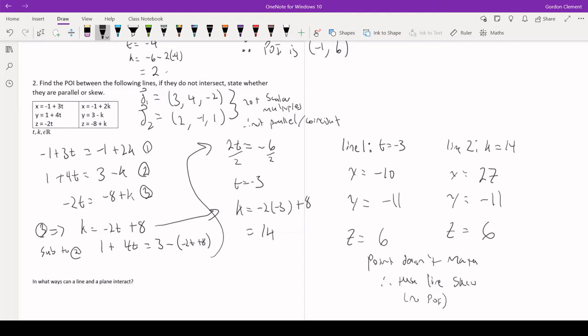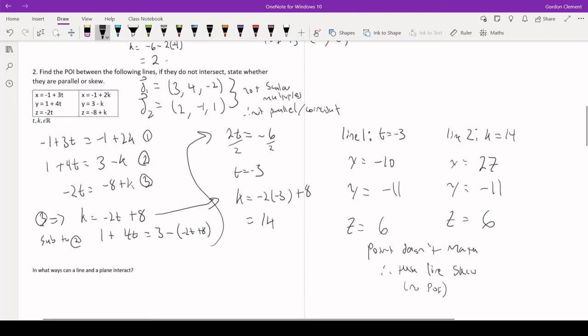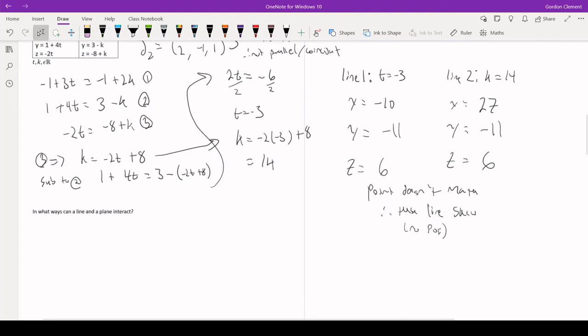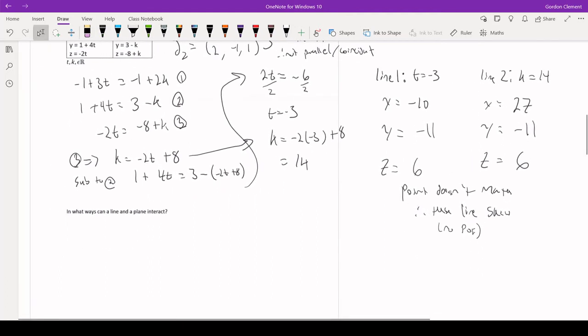So you don't ever have to think about that, but that's how I knew to build suspense from going z to y to x. So I made the bottom 2 happy, but not the top one. So that's what it looks like when they're skew. And if it was a point of intersection, we would have got a perfect match in all 3 spots.